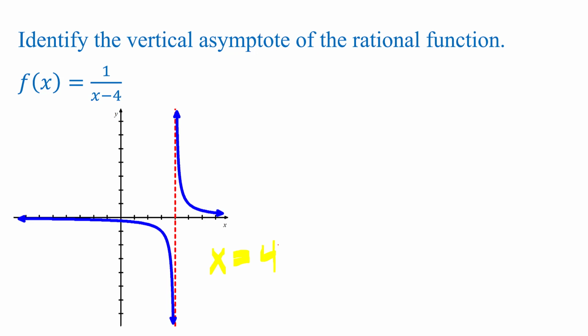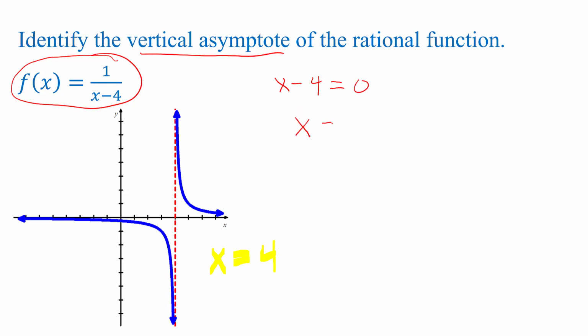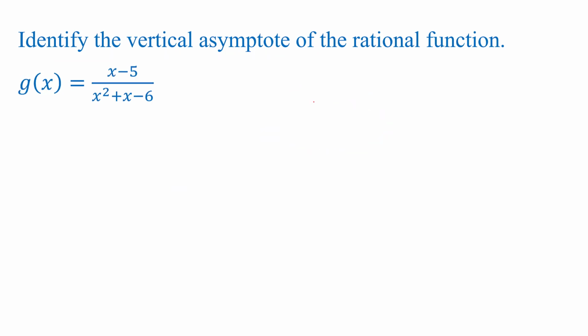But what if we don't want to start with a graph? Because actually, in most cases, we're going to begin with finding the vertical asymptote before we graph the function. So from this function, f of x equals 1 over x minus 4, if I want to identify the vertical asymptote, as long as the function is in simplified form, I can set each factor in the denominator equal to 0, and that will give me the line that is indeed my vertical asymptote. In this case, x equals 4.